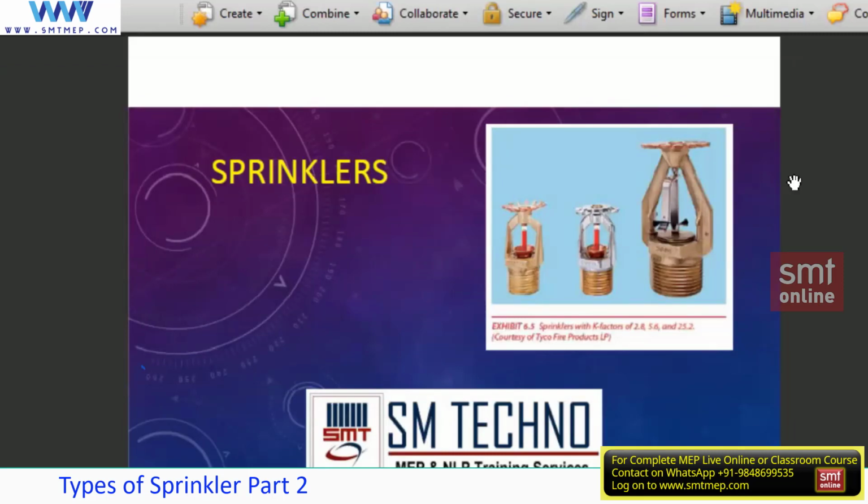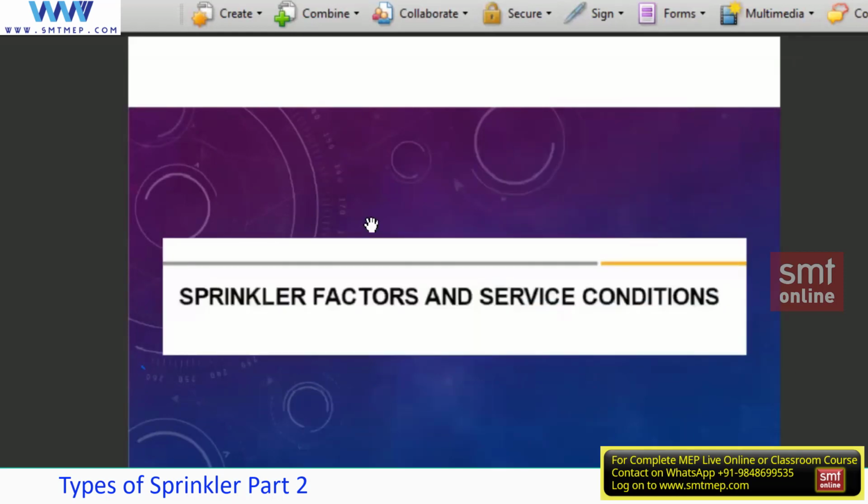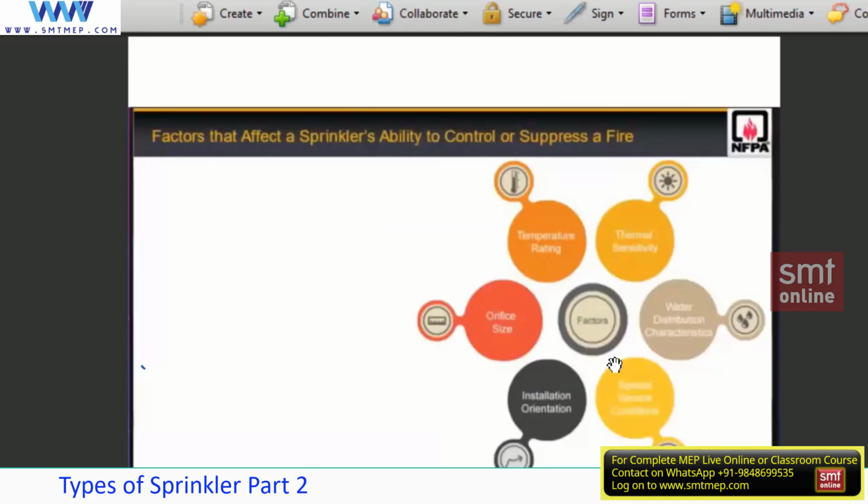The sprinkler is one of the major components of the sprinkler system. Here you see sprinkler factors and service conditions. What are the different conditions? You can read. Let me start first with thermal sensitivity, which is related to temperature. At what temperature must the sprinkler operate, like up to 60 degrees, above 60 degrees, 80 degrees, 100 degrees, up to 220 degrees, very high temperature applications like a boiler or furnace, etc. You'll find this information about the temperature.